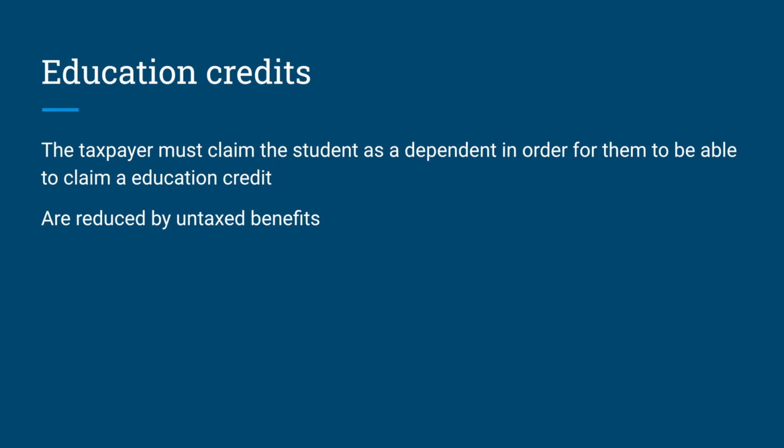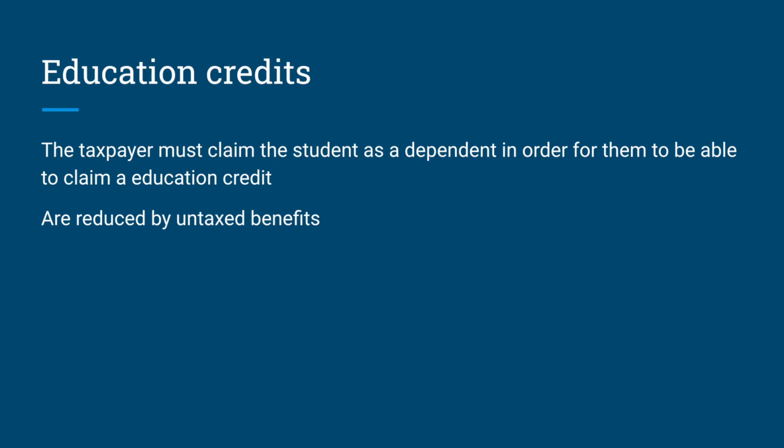And so the taxpayer must claim the student as a dependent in order to be able to claim an education credit if they are, for example, someone like a parent who is trying to claim an education credit for a student that they themselves are not. And so it is possible that parents can claim these credits, but they can do it only if the student is a dependent in order for them to be able to claim an education benefit.